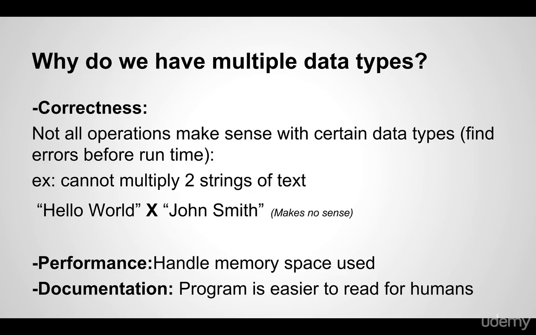So the reason why Swift uses data types is for many reasons, but these three are the major ones. One, it's for correctness. By correctness, we mean that not all operations make sense with certain data types. And that helps the program find errors before you run the program, so it will avoid your program crashing.